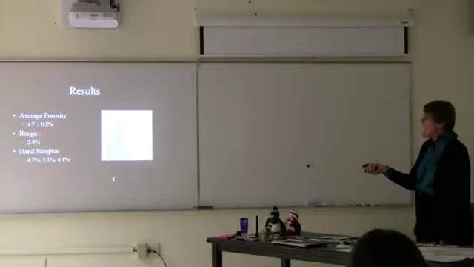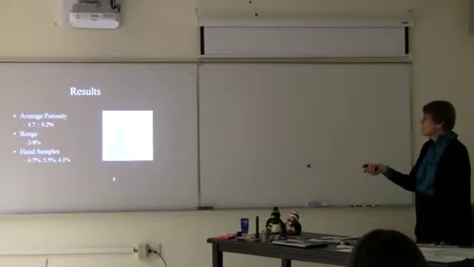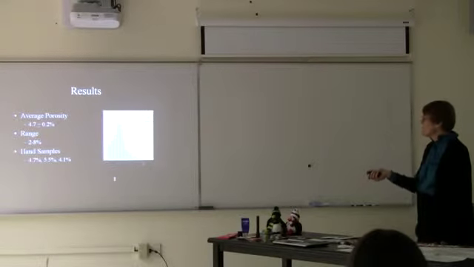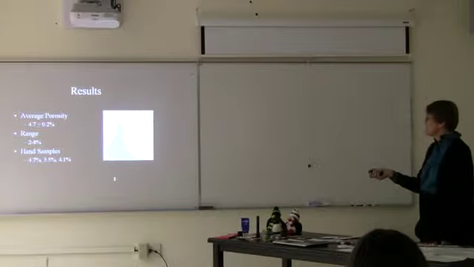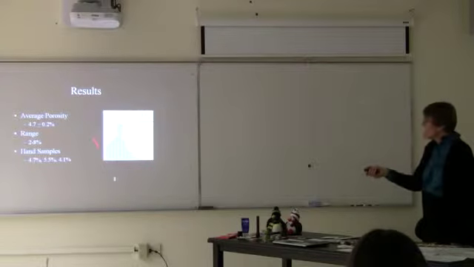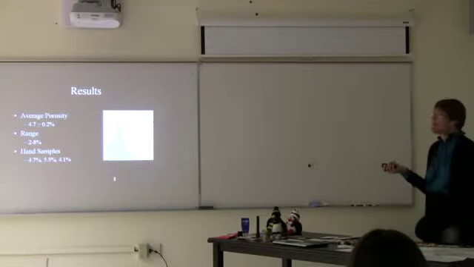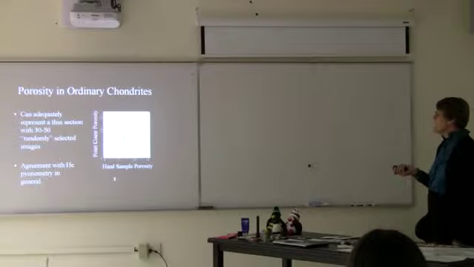We got an average of 4.7% plus or minus 0.2%. It ranged from 2 to 8% with a nice bell-shaped curve. When they did the same sample with helium pycnometry on 3 different hand specimens, they got 4.7, 5.5, and 4.1%. So we're falling right in that same range, and so we have agreement across the two methods.